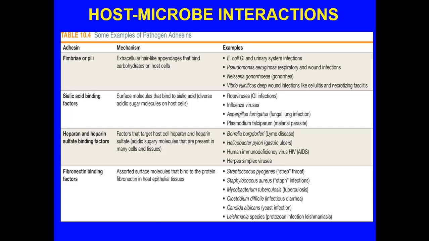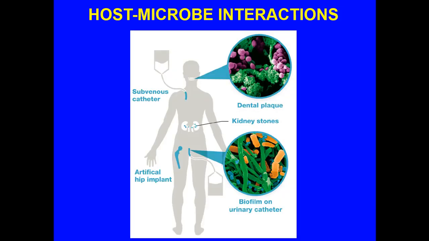Now, here are some examples of pathogen adhesins: fimbriae and pili, sialic acid binding factors, heparan sulfate binding factors, and fibronectin. And you can see the various types of bacteria. Don't worry, I'm not asking you to memorize each and every one of those bacteria types or viruses, etc. But get the idea that it's something that's there that allows it to adhere to and begin its process of getting ready to go to step 3, which would be to go inside the cells.